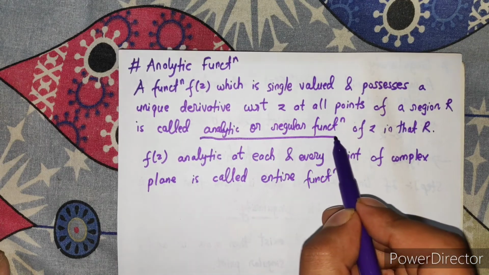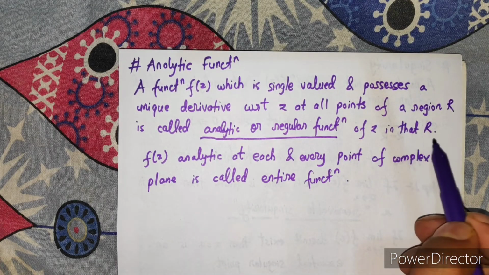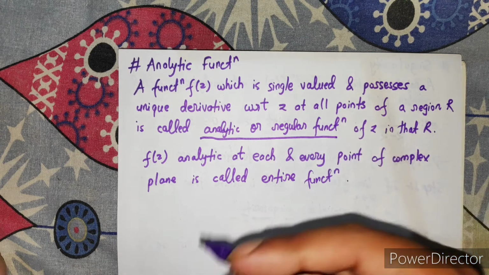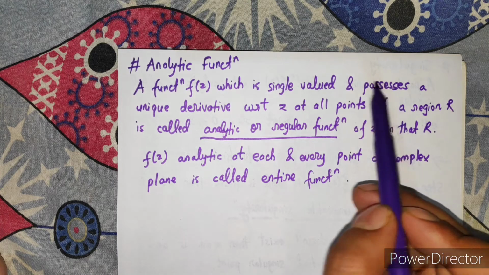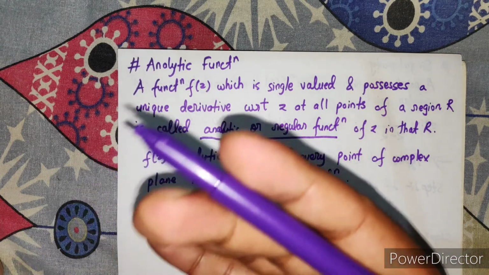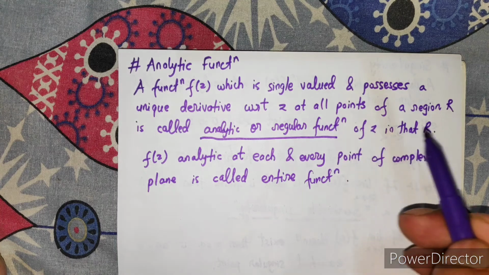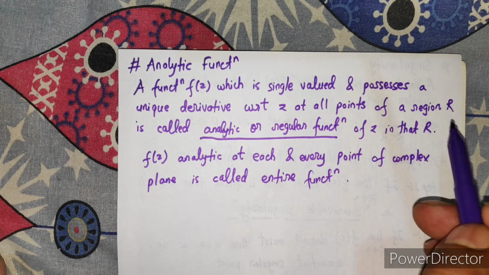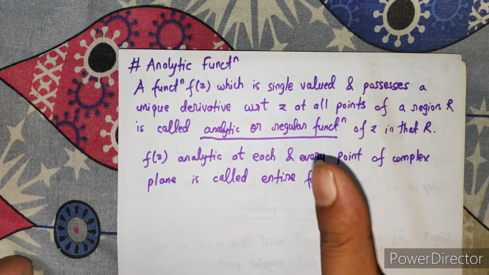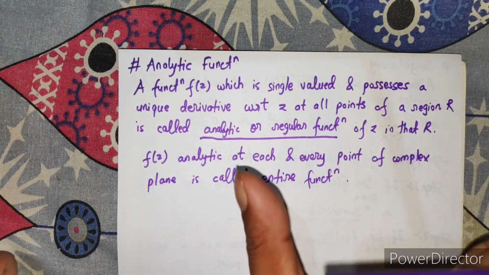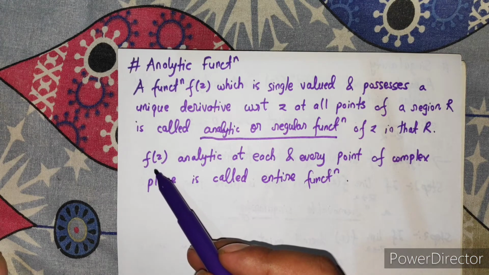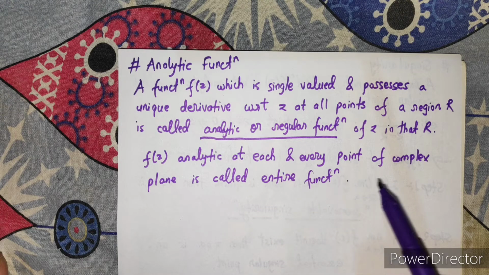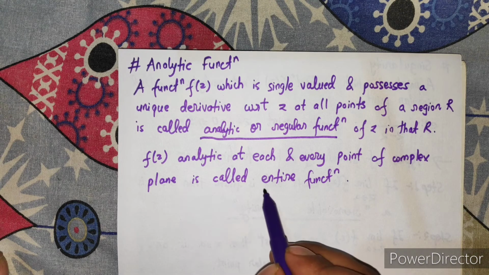This is the main thing you have to remember. R is the region. Just try to understand from the equation. We will see the numerical implementation. So a function which is single valued and has a unique derivative, that is, it should be differentiable with respect to z at all the points of a given region. Like we have seen in differential equations, there will be a given interval and we have to find whether it is differentiable or not. Again, if a function f(z) is analytic at each and every point of the complex plane, it's called an entire function.